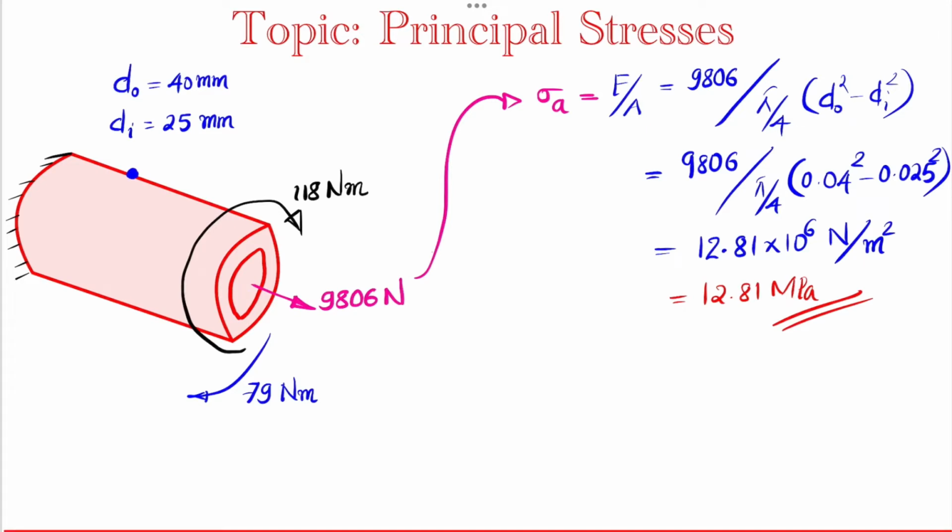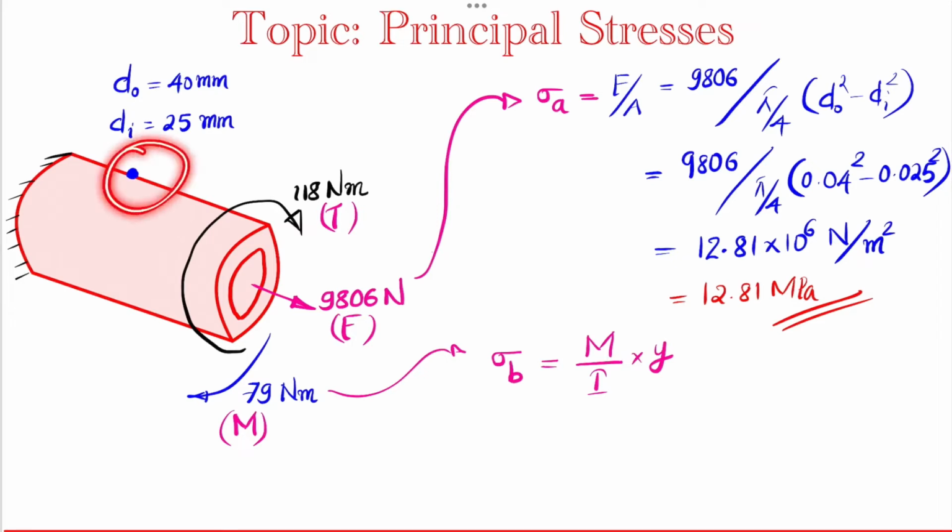Next we will be evaluating the effect of the next load. Here we are having the bending moment. This is actually the bending moment, and this is the force, and this is the torque. So due to this bending moment, as I already mentioned, bending normal stress will be occurring, and here I will be writing the general expression, which is M by I into y. Here we are finding this for this critical element, which is located at the outer surface, that is at a maximum distance from the neutral axis.